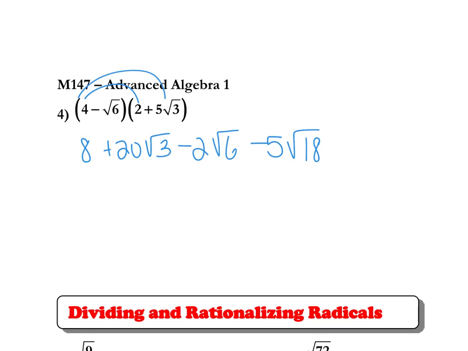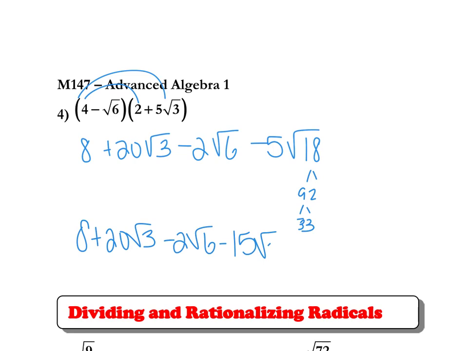At the end, see if you can simplify any further, which we can take 18 and do 9 and 2, 3 and 3. So 8 plus 20 root 3 minus 2 root 6 minus 15 root 2. I cannot combine them. There's nothing that's the same, so that's my final answer.